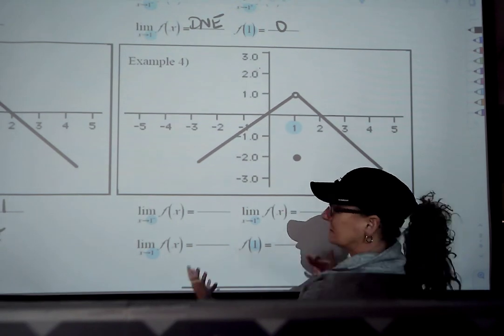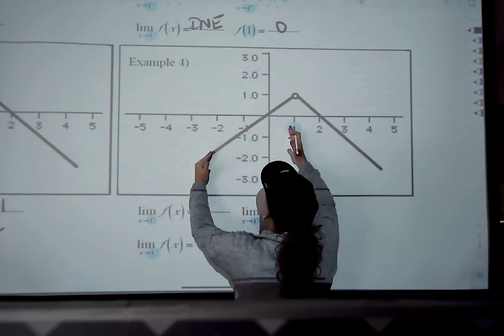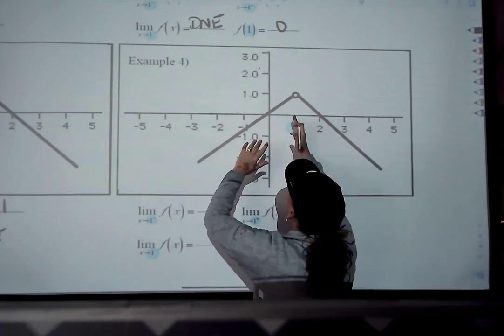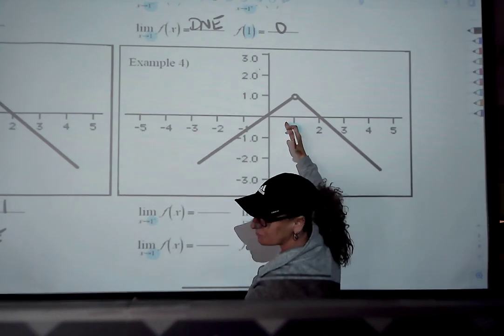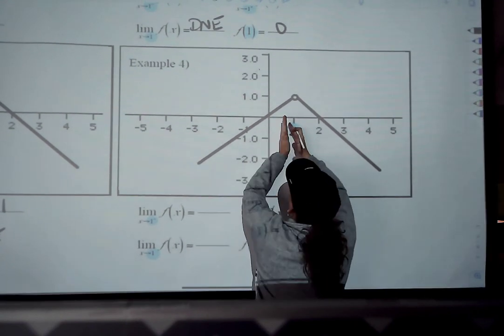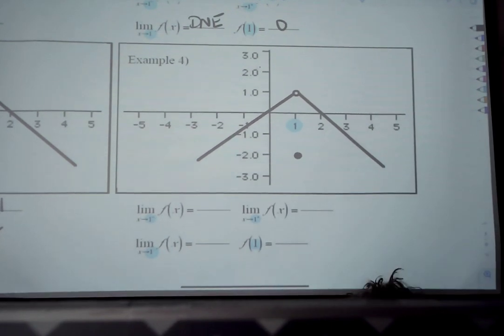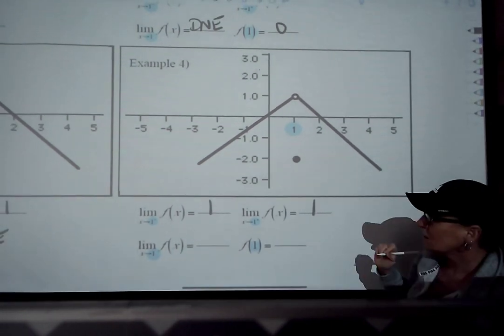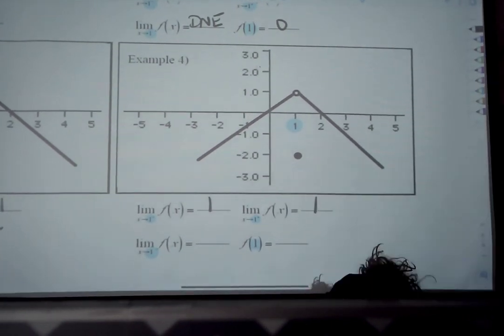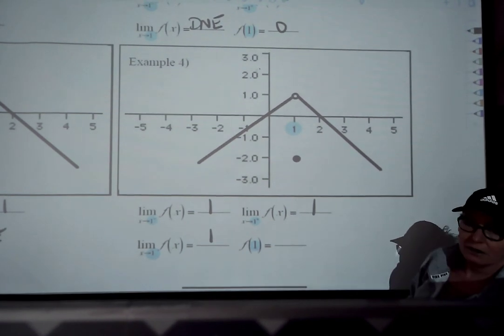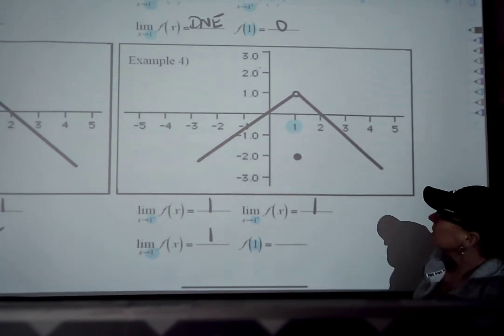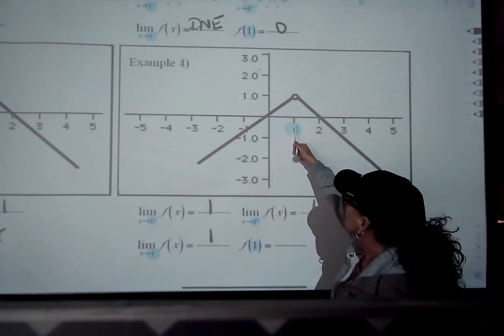Okay, same deal. X approaches 1 from the left, y's are headed toward 1. X approaches 1 from the right, y's are headed toward 1. Check, check. Do they match? Yes. Is there a point there? Well, there's a point somewhere. There's a point at 1 comma negative 2.